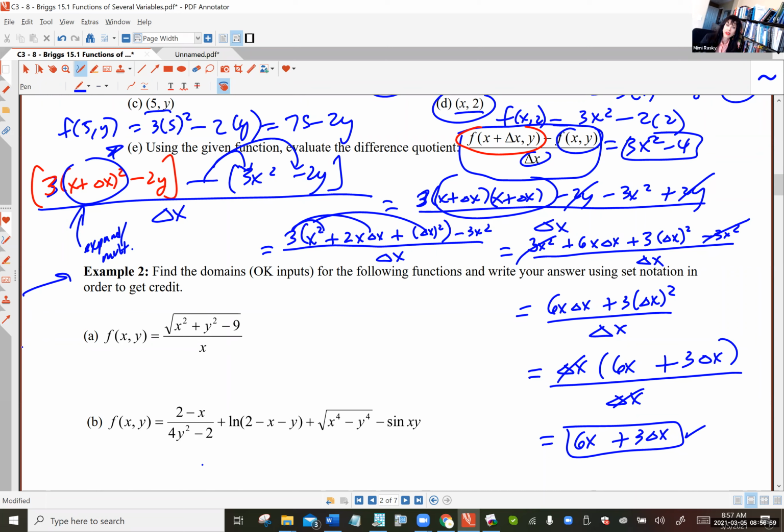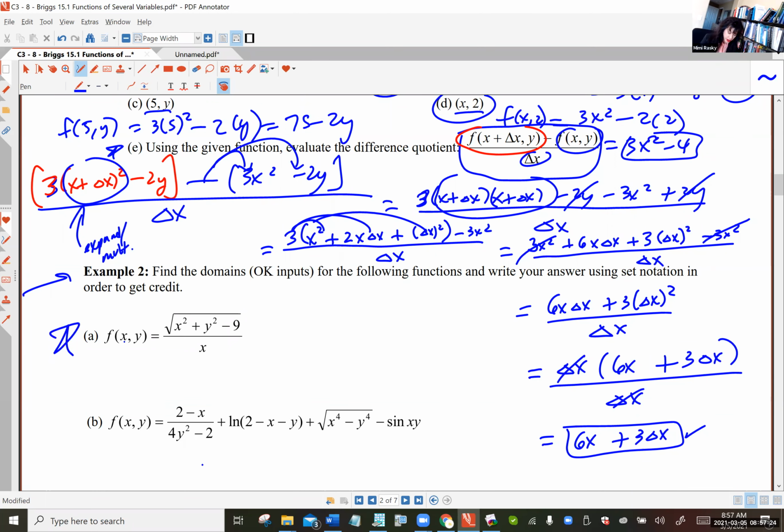You still have to honor all of the issues that come up for domains. You still don't want to have 0 show up in your denominator. You don't want to take square roots or any even roots of a negative number, because we're trying to stay away from the complex numbers. And you don't want to take logarithms other than logarithms of positive values. See, those are still in place. Those are still in force when you're constructing the set for the domain.